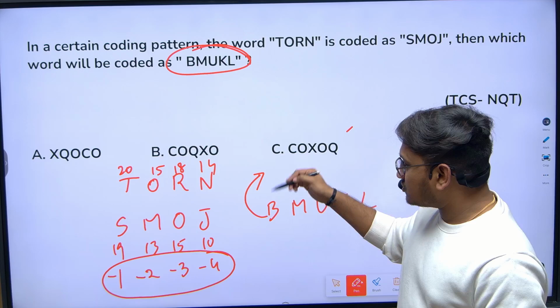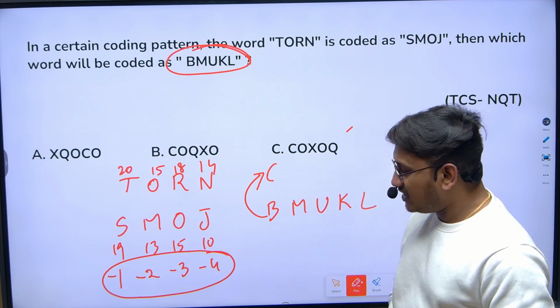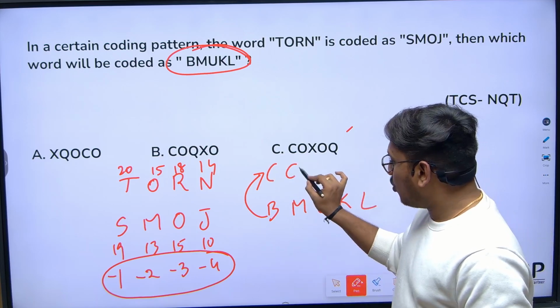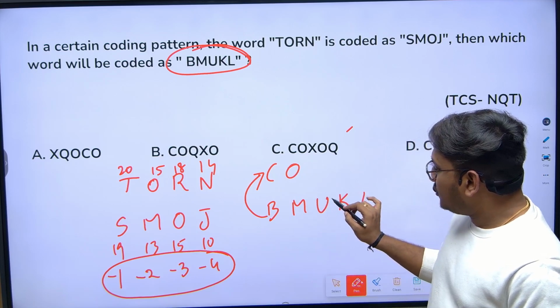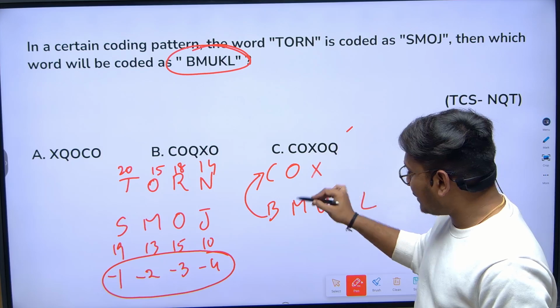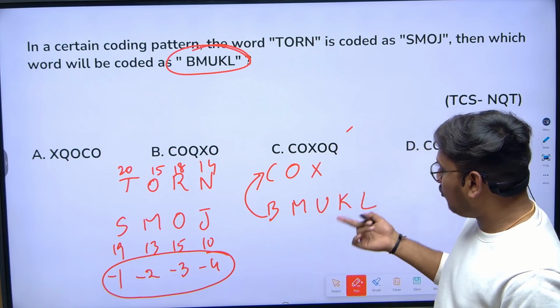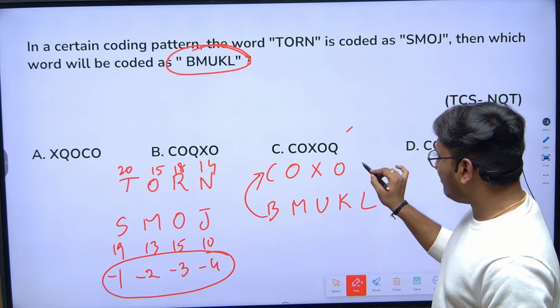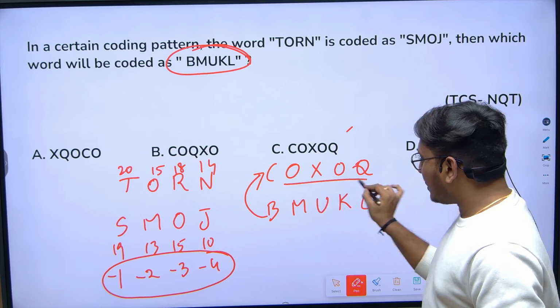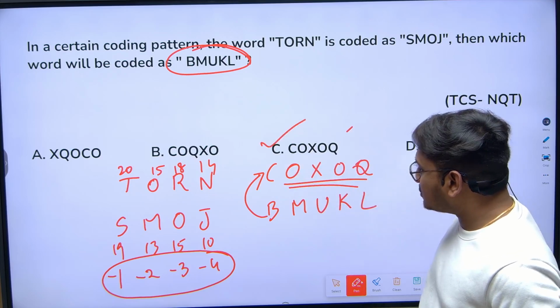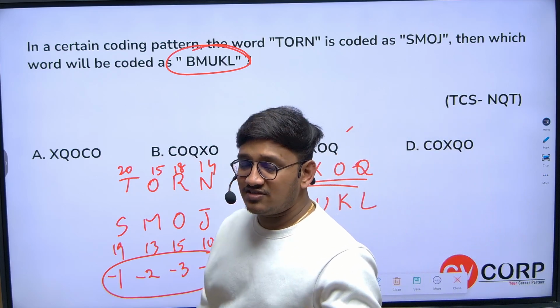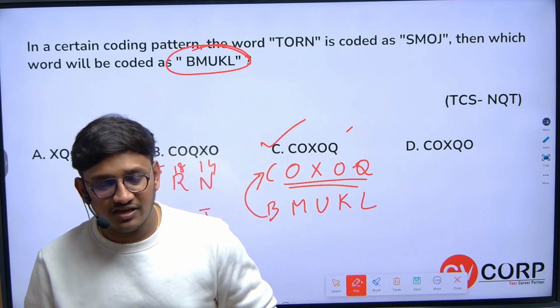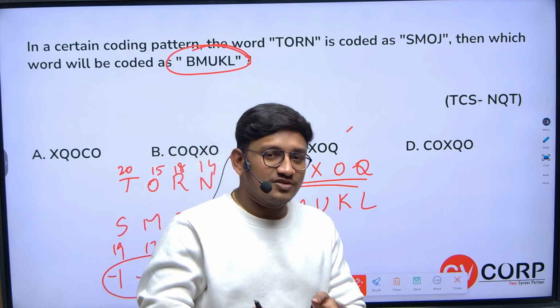So B plus 1 is C. M is 13, 13 plus 2 is O. U plus 3 is X. K plus 4 means 15, which is O. L plus 5 is 17, which means Q. So the correct answer is COXOQ. Even these types of questions might be given in the exam, to confuse the students sometimes.